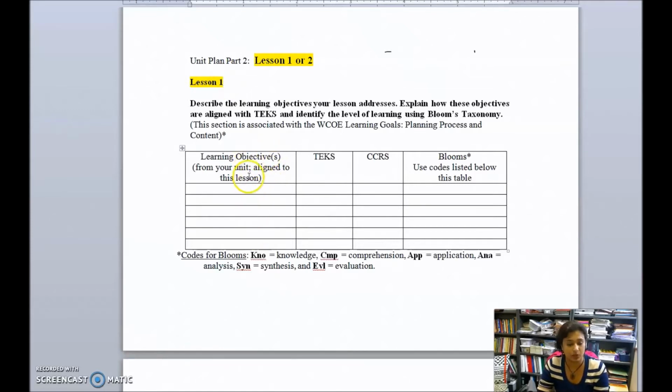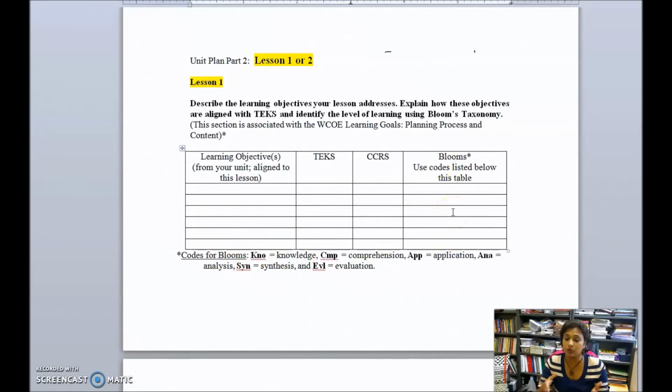Let's suppose it's your teaching lesson; you already have your learning objectives and your TEKS. You do not have to do the CCRS, that is only for middle and high school. The Bloom's taxonomy codes come from here. You look at the objective and the action word, the behavior that you have used, and that will tell you which Bloom's taxonomy level it is.